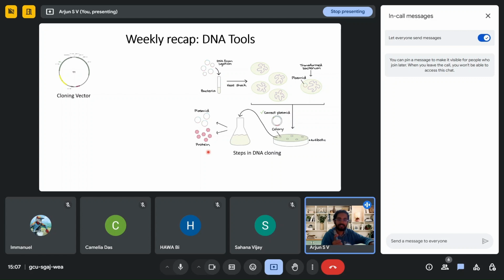And the next step is transformation, where this recombinant DNA molecule is introduced into the bacteria, and the bacteria using this plasmid will produce multiple copies of this target DNA.